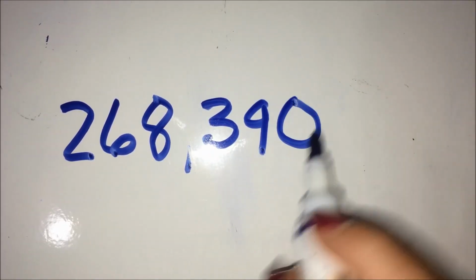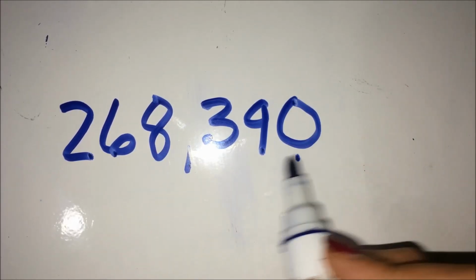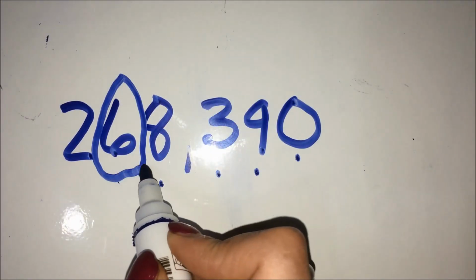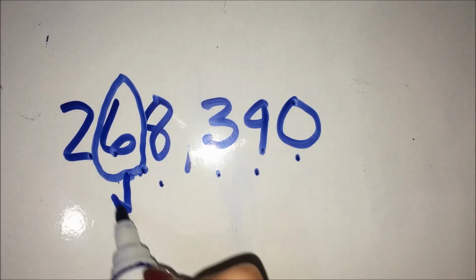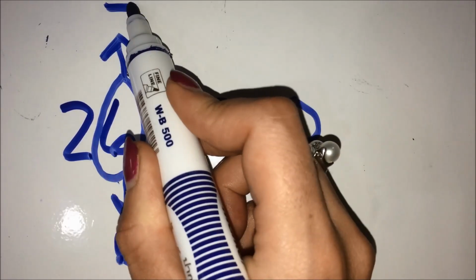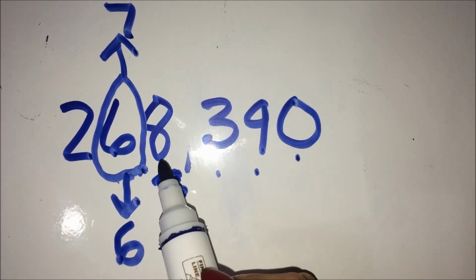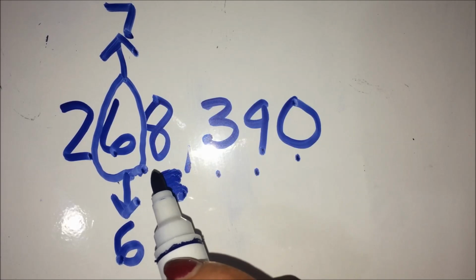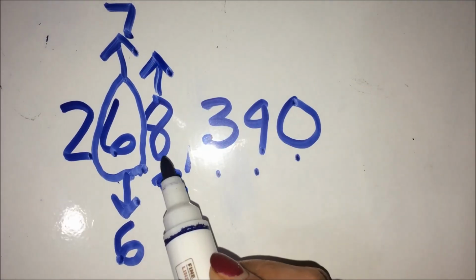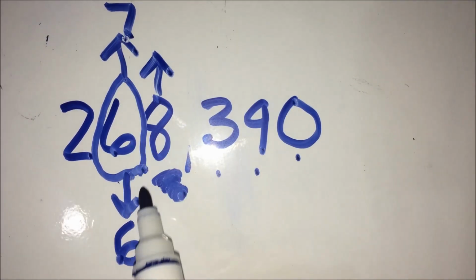268,390. Okay, so when we round, they're asking us to look at the 10,000th place. So we have the ones, tens, hundreds, 1,000s, 10,000s. So you're going to circle the number. We're either going to sink it low, which means just saying it's 6, or we're going to push it up to 7. And then to determine, we look at the number to the right, which is an 8. 5 and up, push it up. 4 and below, sink it low. So 8 is going to be pushed up. Okay, so it's a big number, so we're rounding up, which means we're choosing the 7 instead of the 6.